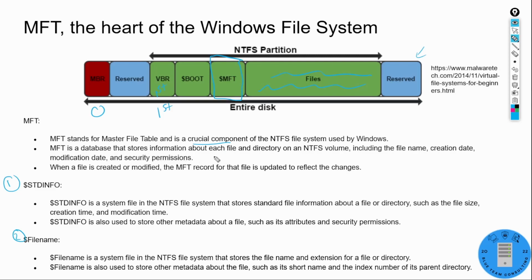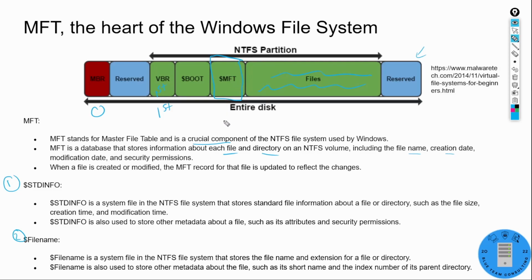It's going to store information about each file, every single file, every directory on an NTFS volume. It's going to have file name, creation date, modification date, security permissions, who touched it, who moved it, what time did it move, when did somebody update it, when did the bytes change. Everything will be in the master file table. When a file is created or modified, the MFT record for that file is updated to reflect the changes. So the master file table is really keeping track of any changes to your NTFS system for any updates, changes, or modifications to it.